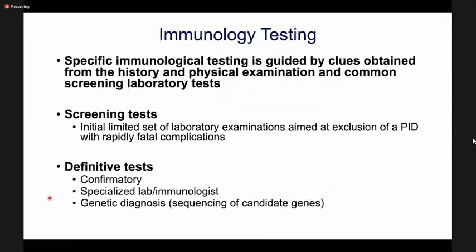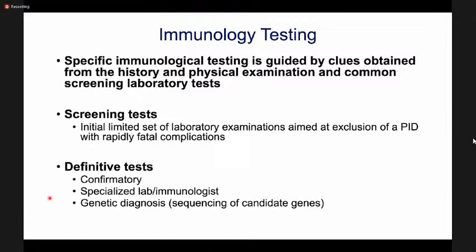Who knows? And then, with the information that you get from your history, physical exam and your initial tests, you can have a guide or a stepwise approach to specific testing of immune function. Even with the specific testing, there are some tests that are classified as screening tests, and then there are definitive, confirmatory tests. The aim of the screening test is to see whether an immunodeficiency is likely or not.